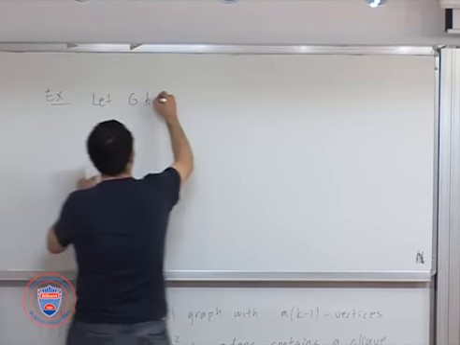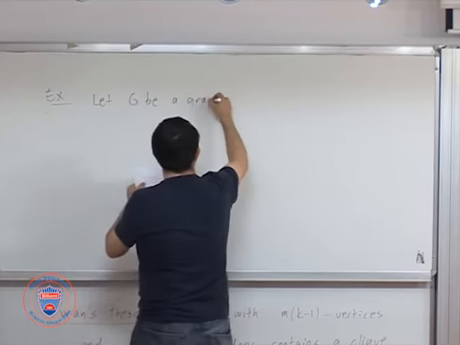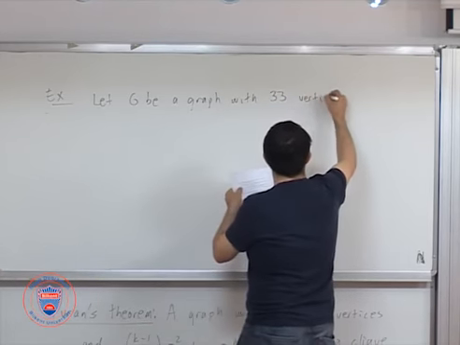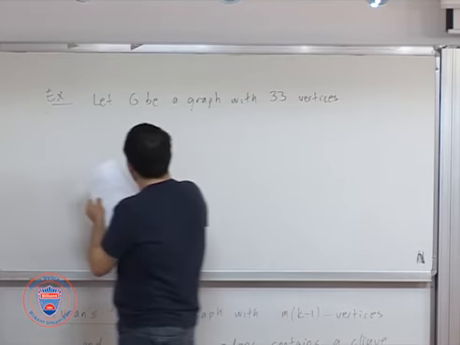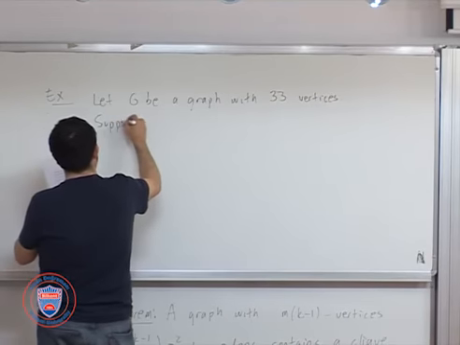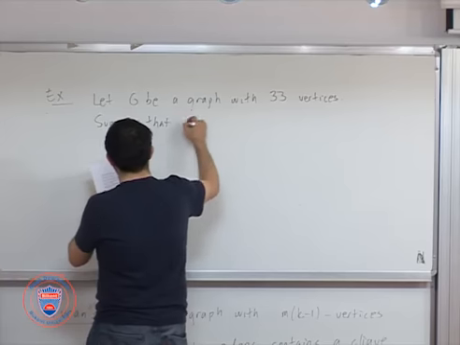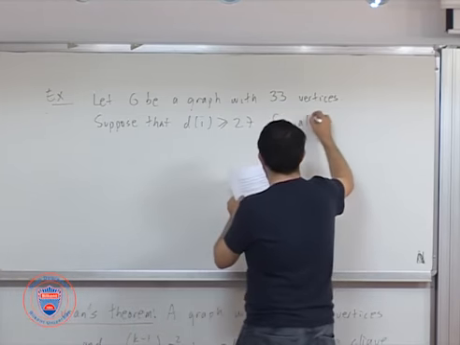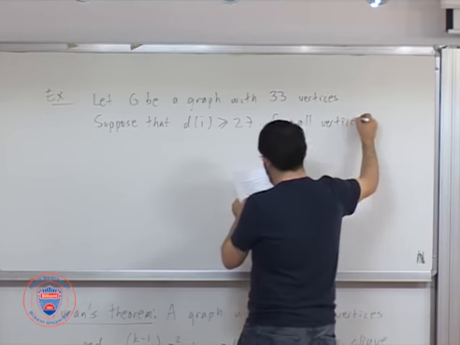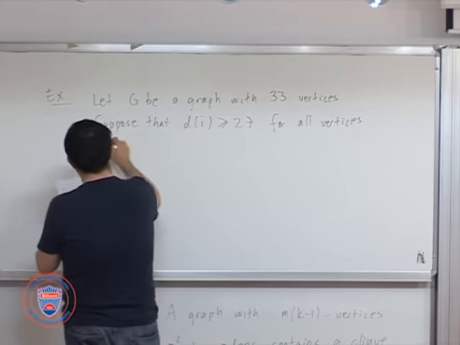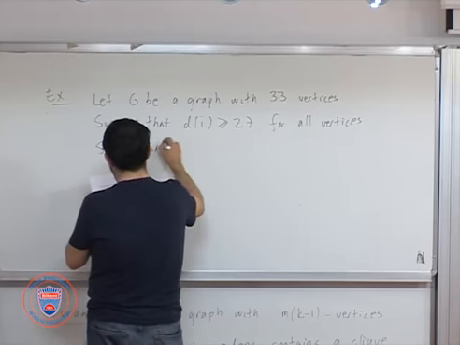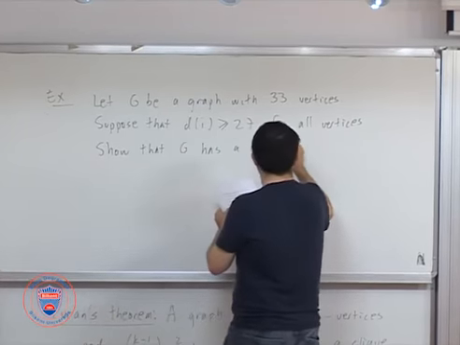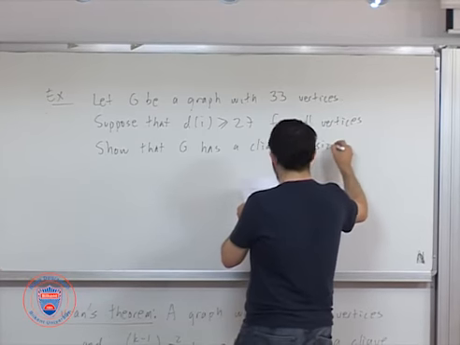Let G be a graph with 33 vertices. Suppose that the degree is bigger or equal to 27 for all vertices. Show that G has a clique of size 6.